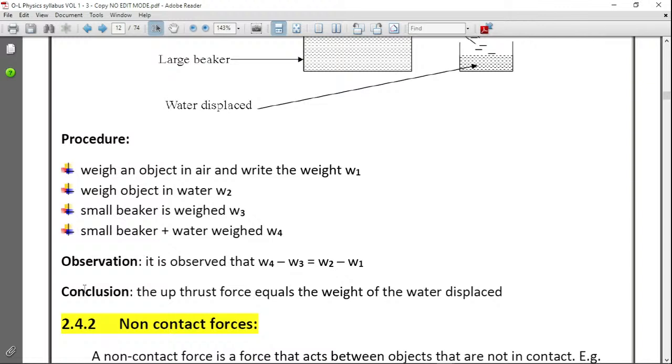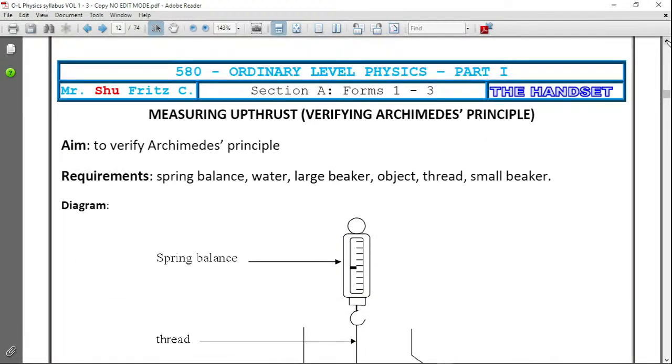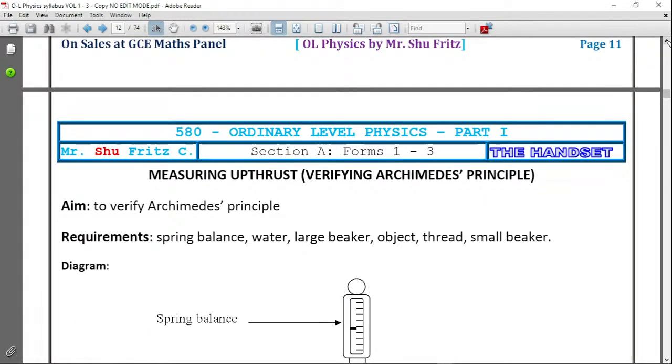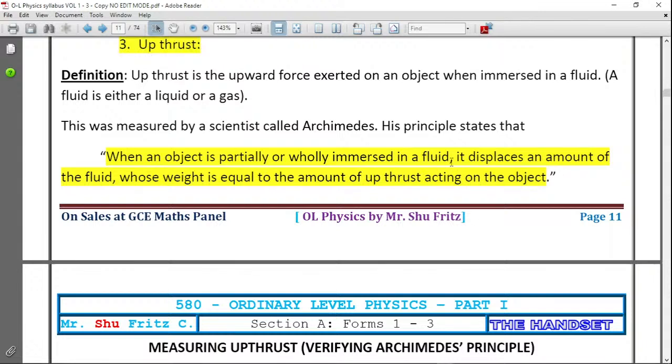So what is the conclusion? The upthrust force is equal to the weight of the water displaced. And this brings us back to the definition in this song that we just sang. What does Archimedes' principle state? It states that when an object is partially or wholly immersed in a fluid, it displaces an amount of the fluid whose weight is equal to the amount of upthrust on the object. This is how we verify Archimedes' principle.